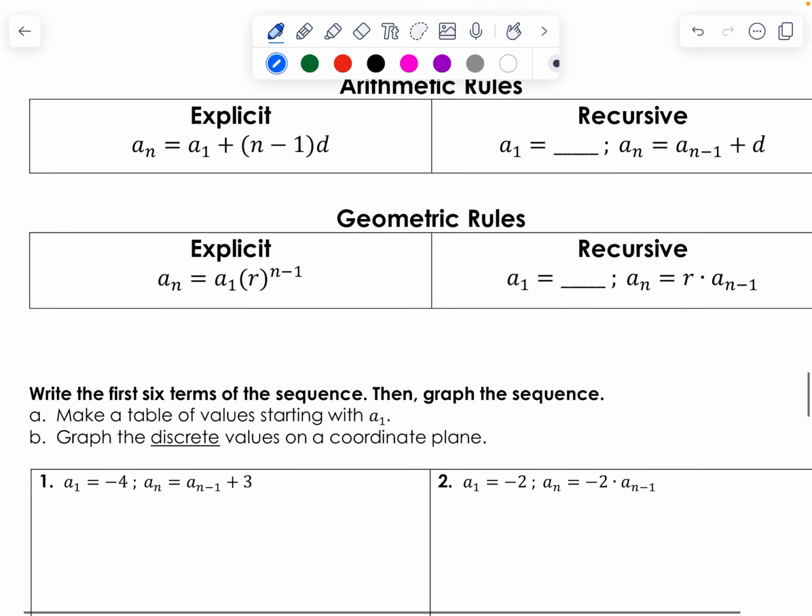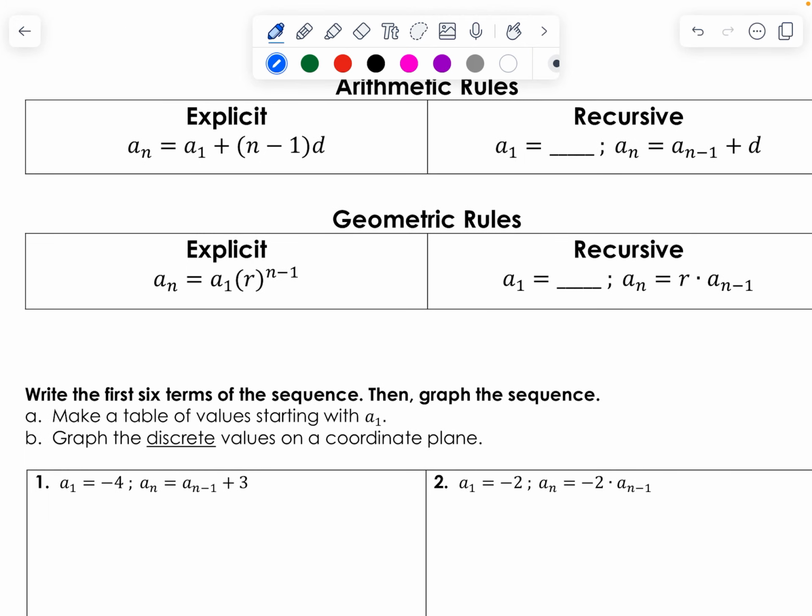In this video, we're going to talk about our explicit and our recursive rules. Just remember that explicit means I can find any term without knowing the previous terms. I can find any term that I want at any time just by substituting in a number for n and a number for r for my rate.